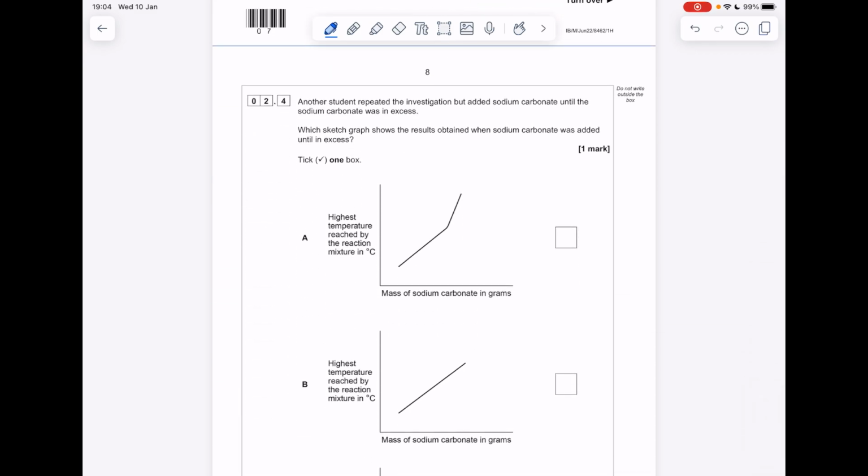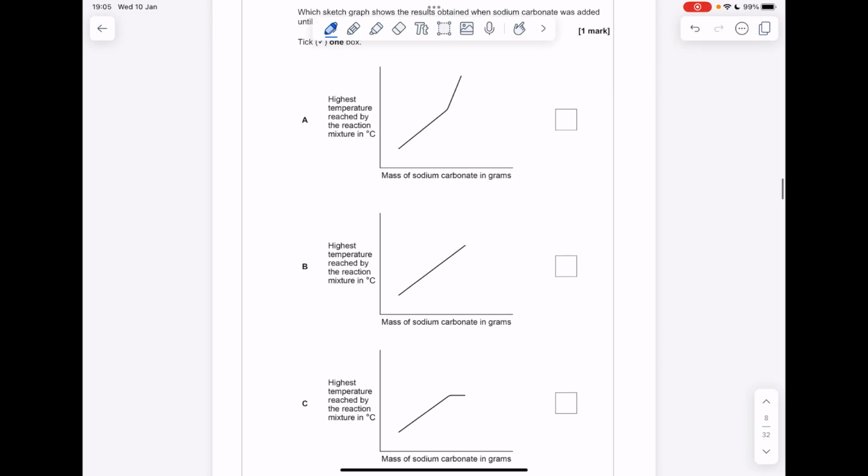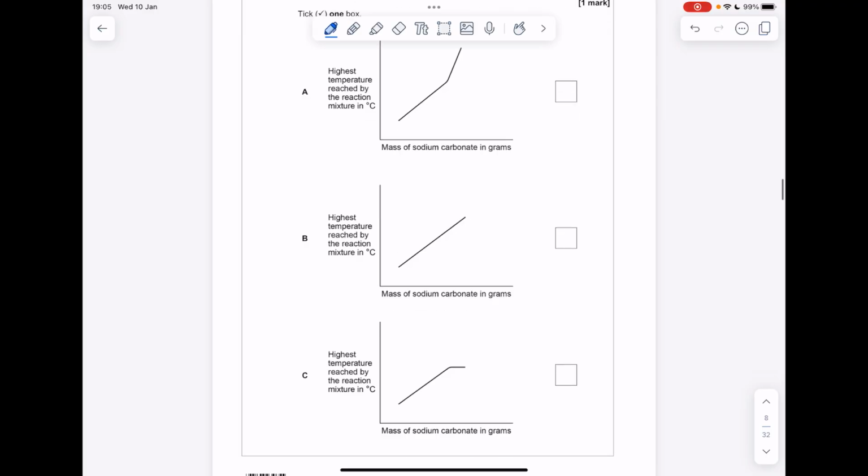Another student repeated the investigation but added sodium carbonate until the sodium carbonate was in excess. Which sketch graph shows the results obtained when sodium carbonate was added until in excess? So you'd reach a point where the hydrochloric acid was finally the limiting factor, so you'd see this plateauing, which means it's C.